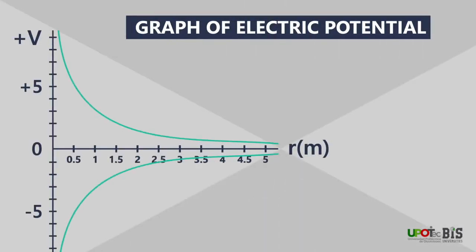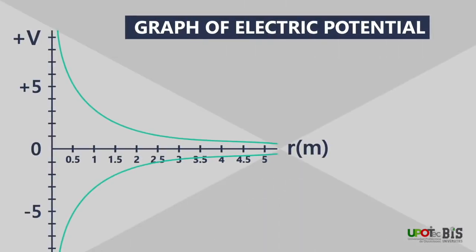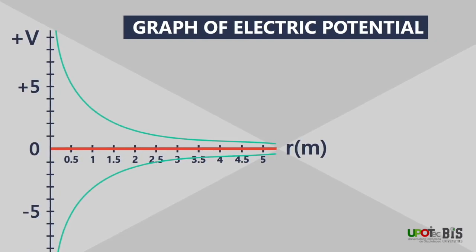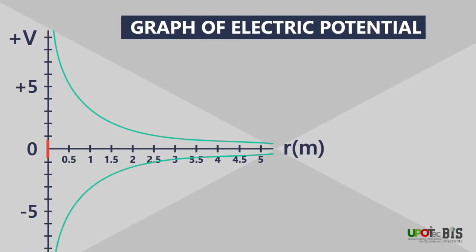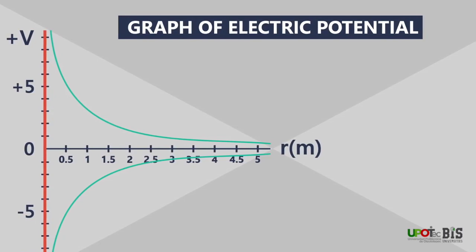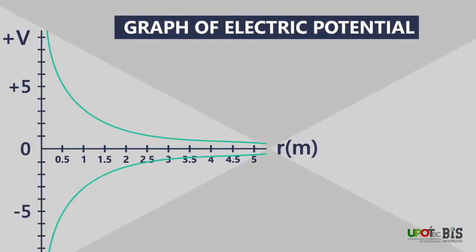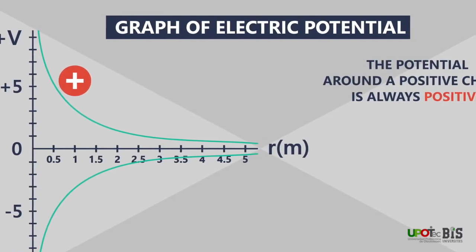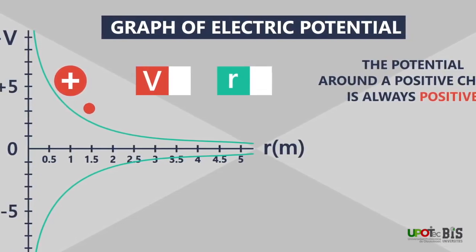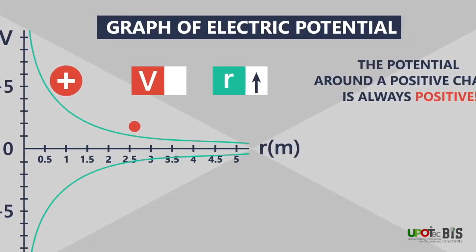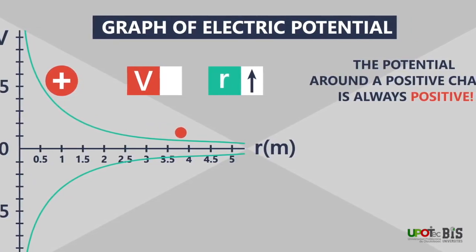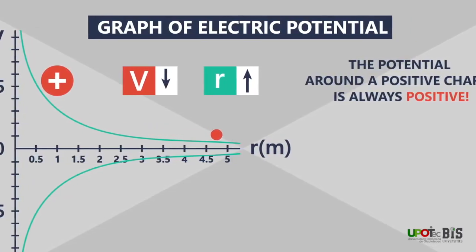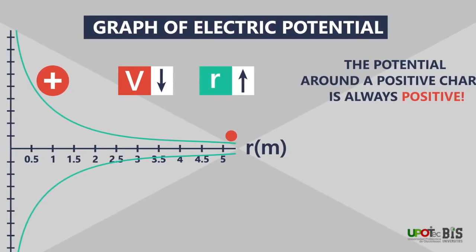Let's take a look at this graph of electric potential. The x-axis shows the distance away from the charge, while the y-axis shows the electric potential at a certain point. Here we have a positive charge and the potential around a positive charge is always positive. As you move away from the charge, as the distance from the charge increases, the potential becomes less positive and decreases, getting closer and closer to zero.